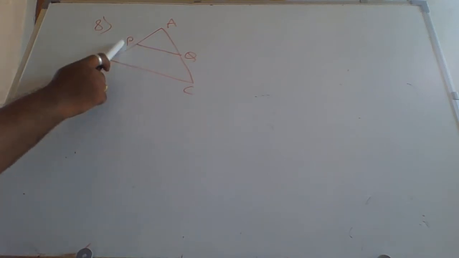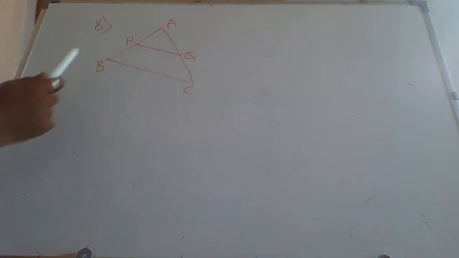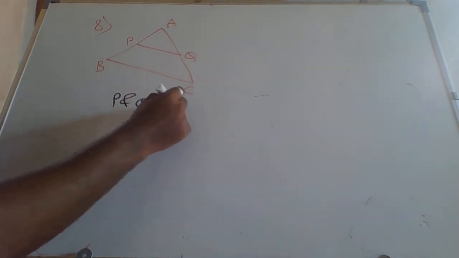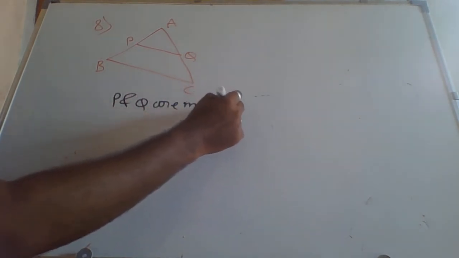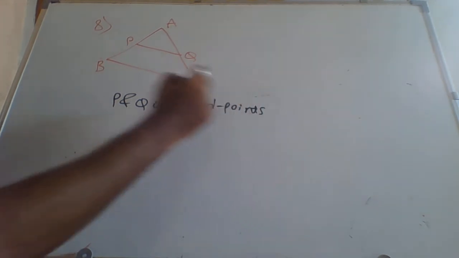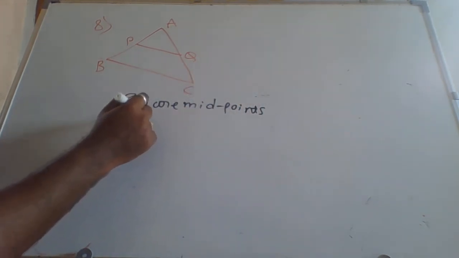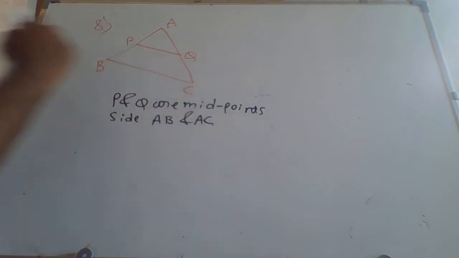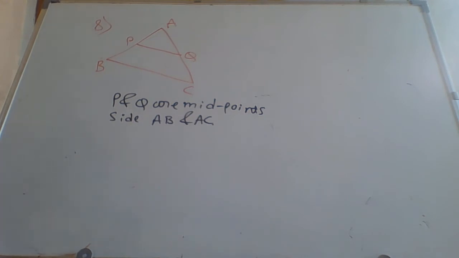So here I will consider this P and Q are midpoints of sides AB and AC. So here I will write P and Q are midpoints of side AB and AC respectively. The line joining the midpoints of any two sides of a triangle is parallel to the third side.